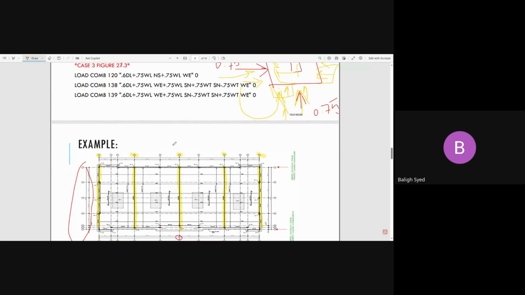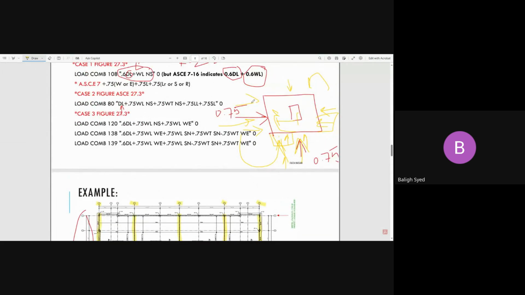I did not put all the load combinations right here, but as you can see, like 120 and 130, and 138, you see something over here: 0.6 is the minimum gravity load after the reduction, 0.75 wind load west-east, 0.75 wind load south-north. Then you also have to understand which one is going to be added and which one is going to be subtracted. See, one time it is being added and one time it is being subtracted. So again, it's a complete matrix.